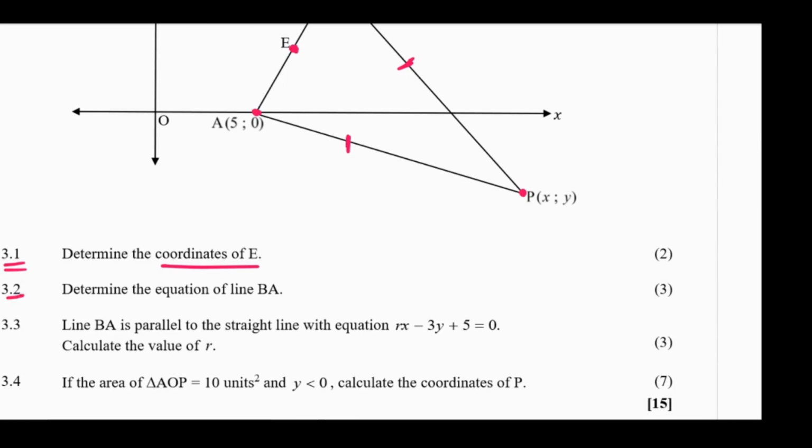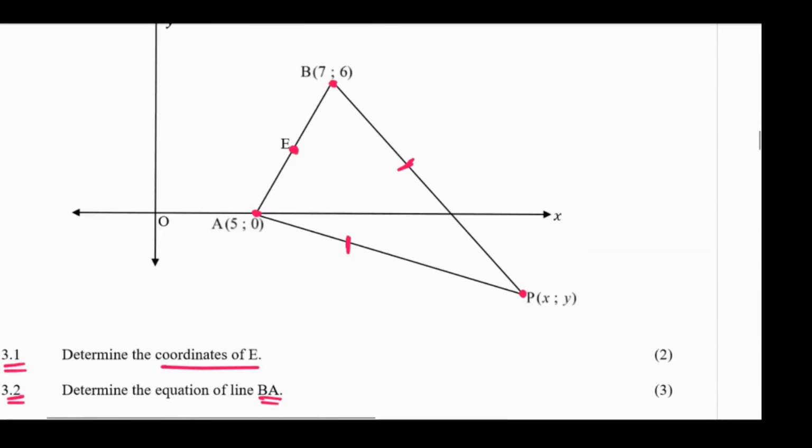So now 3.2 says to determine the equation of BA. So here is the line BA or AB, this one here. So we're going to use these 2 coordinates to find the equation of AB. So we have the coordinate of A being (5, 0), right, and the coordinate of B being (7, 6), right?